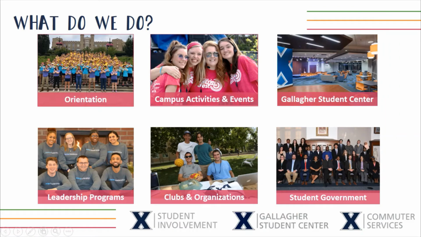Okay, so what do we do as the Office of Student Involvement, Gallagher Student Center and Commuter Services? Our office oversees orientation programs like Manresa, transfer orientation. We work with Apex students as well to orient them to campus. We work with campus activities and events, so that's anything from Student Activities Council to event series like Week of Welcome, Club Day, Winter Week of Welcome, and Winter Club Day. We also manage the Gallagher Student Center. We work with leadership programs like the Emerging Leaders Retreat and also the Arrupe Leaders and Pedro. We work with all the clubs and organizations on campus, and we support student government as well.